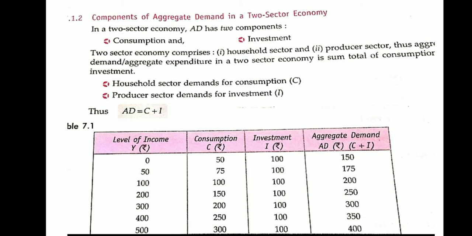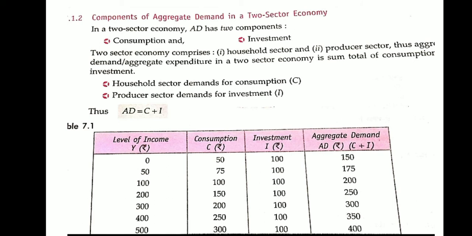Now, as you have been studying in grade 12, in the case of a two sector economy, the components of aggregate demand are only consumption and investment. So consumption, that is household, what you and I are making expenditure, and investment is what? Capital stock increment.